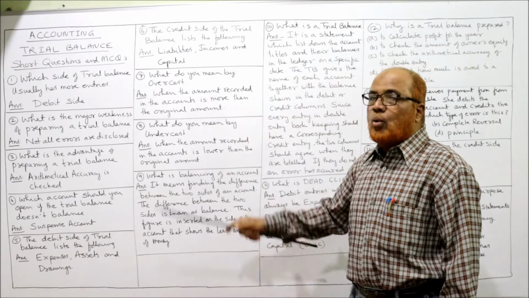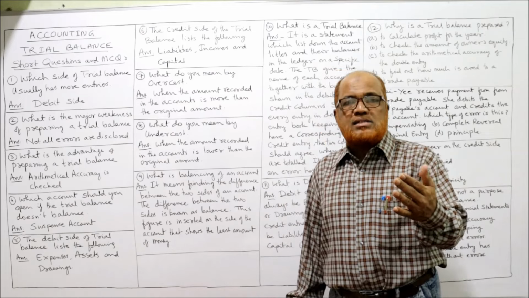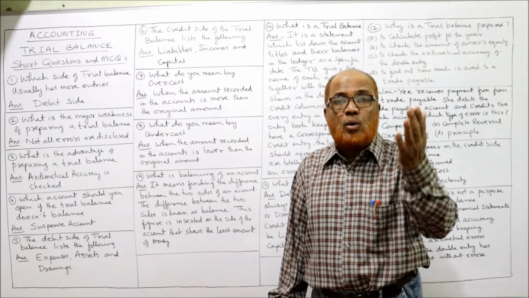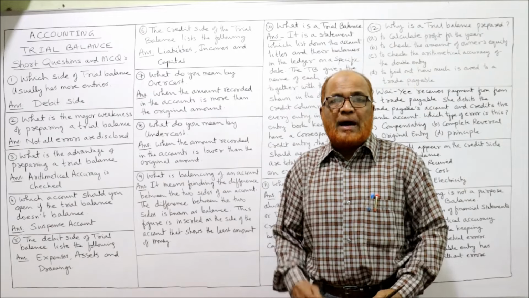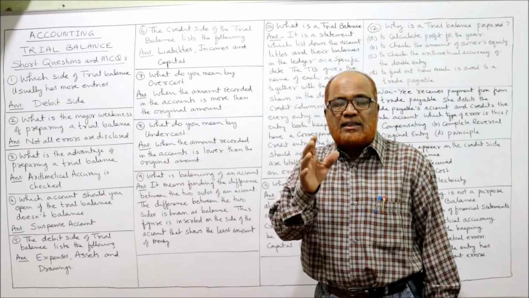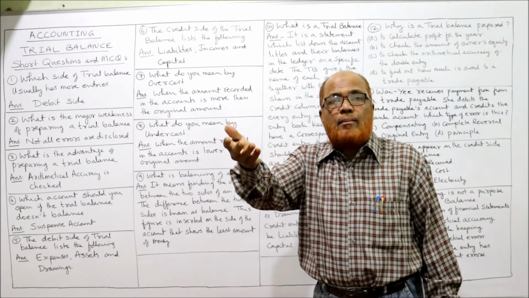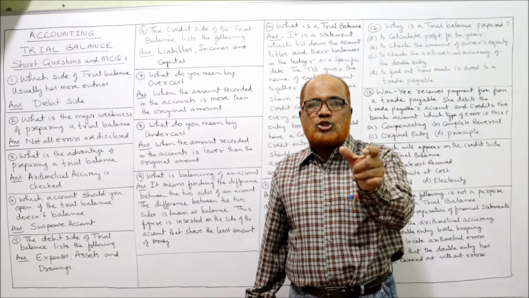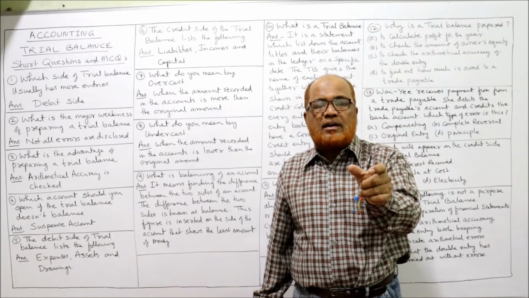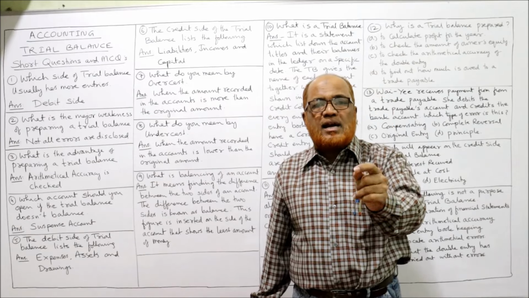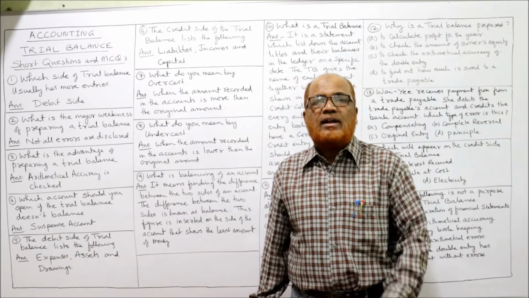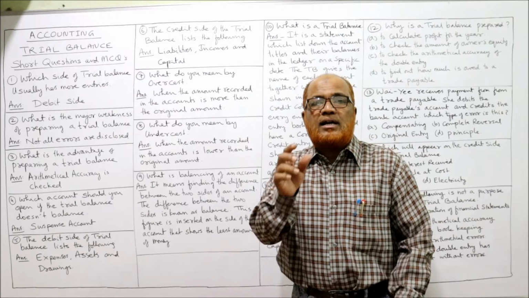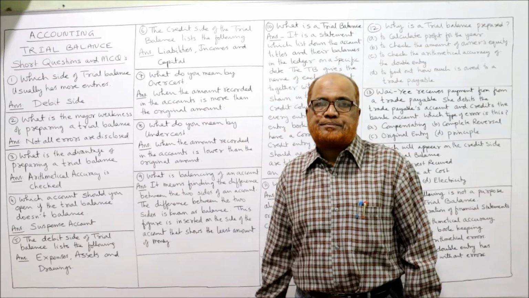Next, what do you mean by overcast? Overcast means when we have taken an amount which is more than the original amount. If by mistake the accountant has taken more amount than what originally it is. For example, in the cash book debit side, the total of the debit side actually is 1000. But by mistake the accountant has taken 1100.